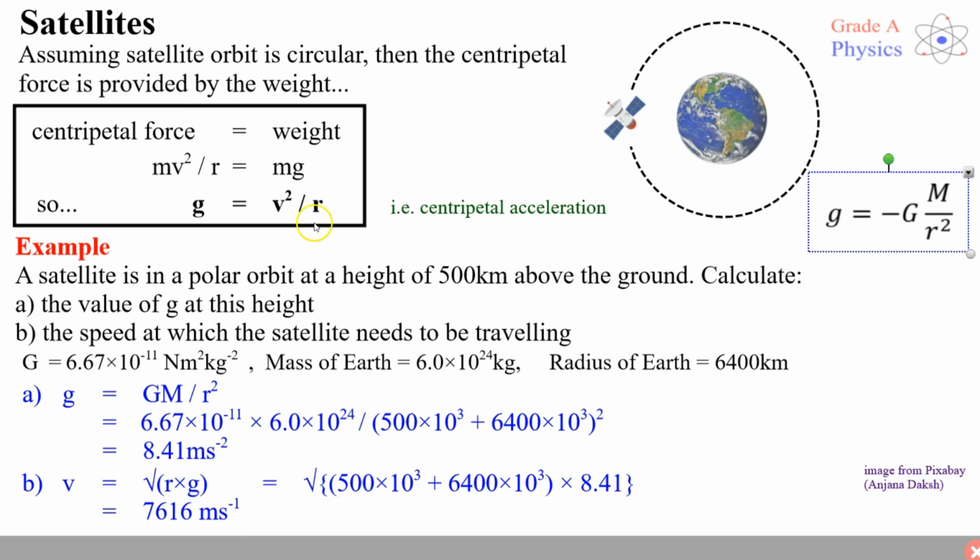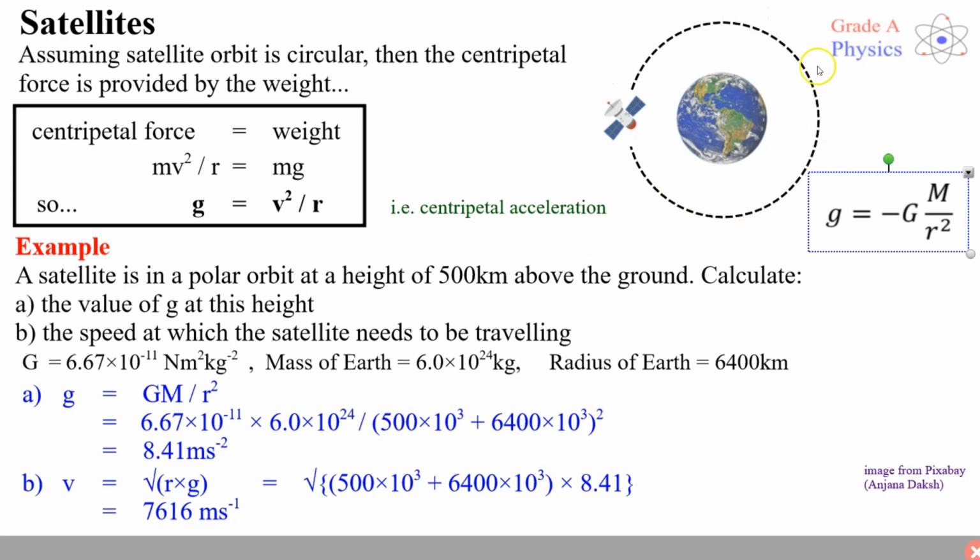Okay, after that, now we've got an expression relating v, r, and g. So we've found g, so we can make v the subject. So v is equal to the square root of rg. Once again, the radius is the total radius, that's the radius of the Earth plus the height, all in meters, multiplied by the value of g that we found. And we get a value, in this case, of 7,616.